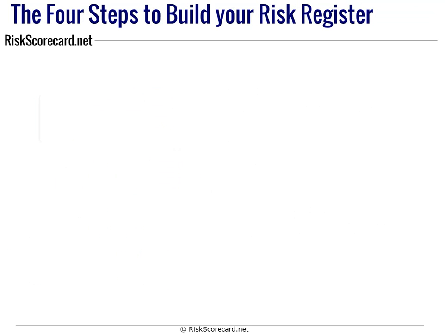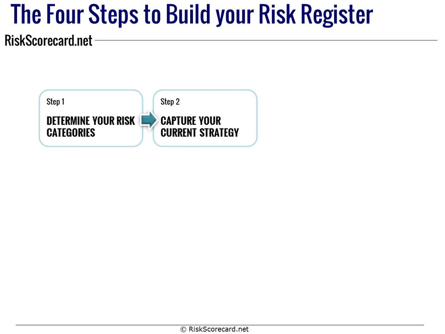So here's a better approach. The better approach is to figure out in the broadest sense what are the maximum possible risk categories, not risks, but categories of risk that your organization might experience. And from that, we're going to then go off and capture your current strategy, because your strategy is going to determine the impact of each of those risks.